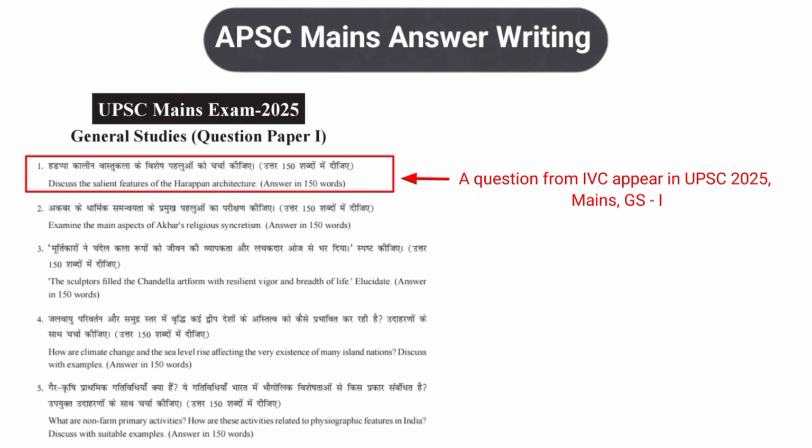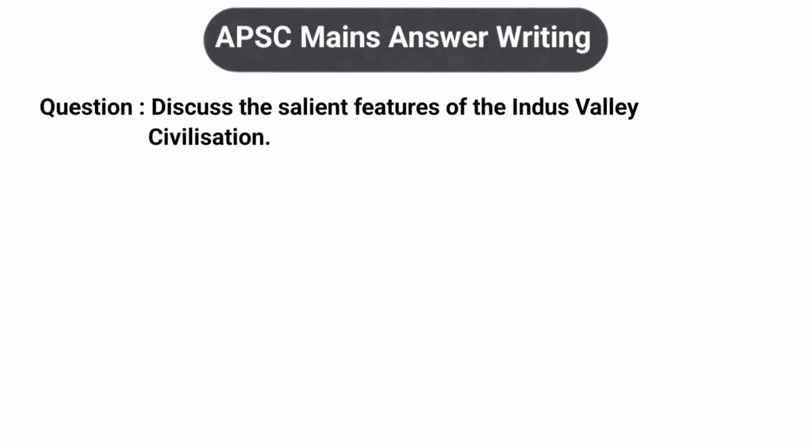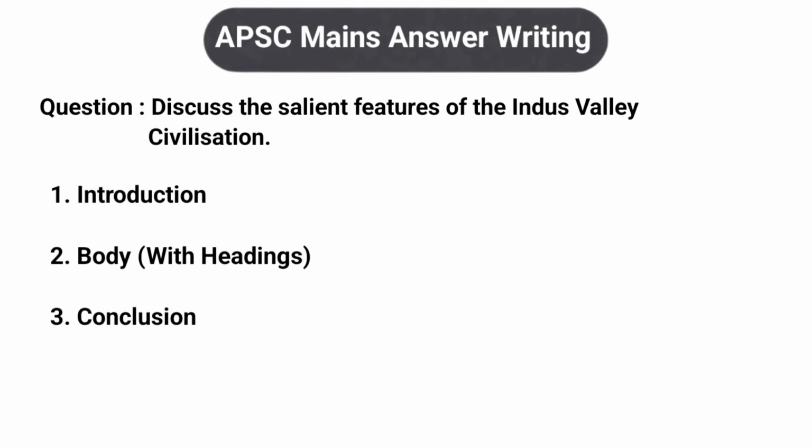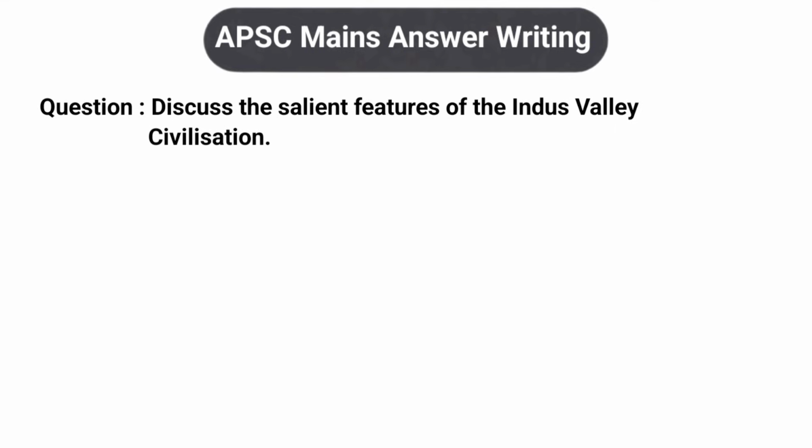First, let us look at how the question can be framed in APSC mains. Question is, discuss the salient features of the Indus Valley Civilization. Now, remember, whenever you see a question like this, you must break it into introduction, body with headings, and conclusion. Start with a very short introduction, not more than 2 lines.